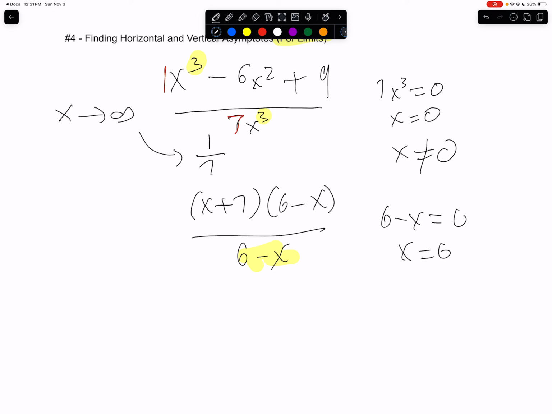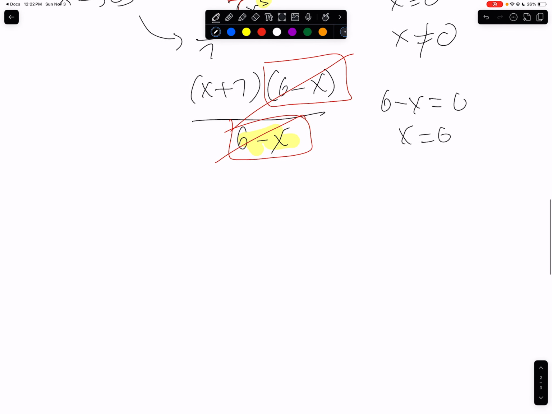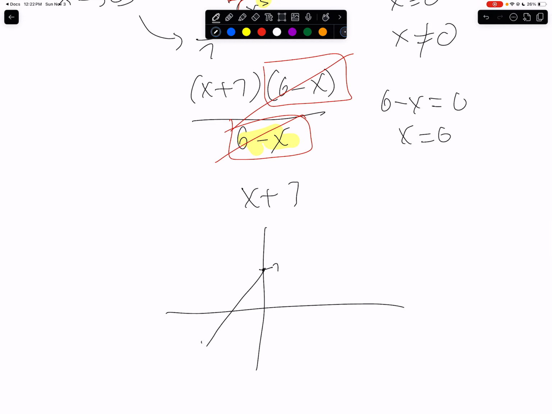But that's not quite true if we see that this can actually cancel with the numerator. We see a 6 minus x here and a 6 minus x here. These cancel. So what does this leave us with? It leaves us with x plus 7. So it'll look something like this. This is not where a vertical asymptote would be. This is what the line looks like.